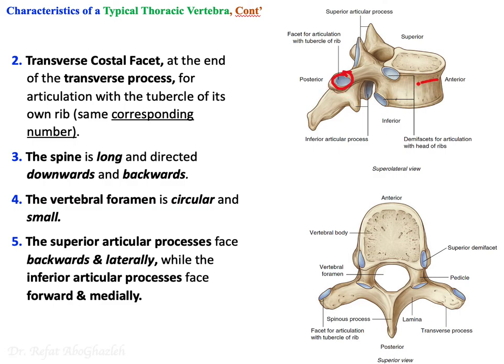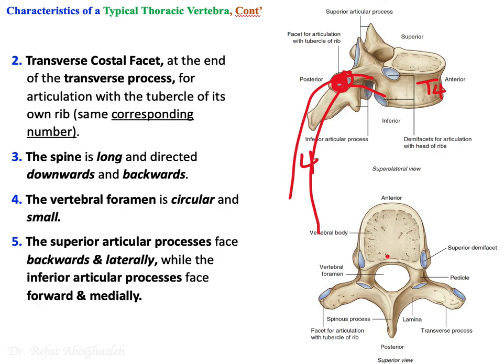That means if this is vertebra number four, the rib number four, guys, should articulate here, right? This is number four. So you know the tubercle of the rib. You can go back in the lecture at the beginning. You understand what I mean when I say the articular part of the tubercle articulates with the facet of the transverse process with the same number, right?